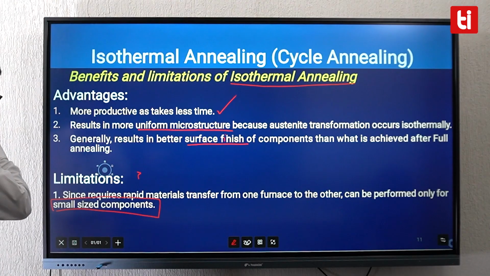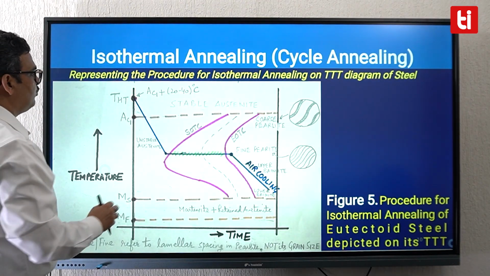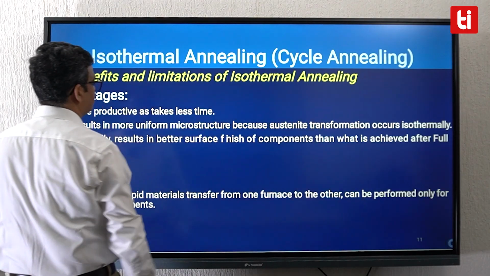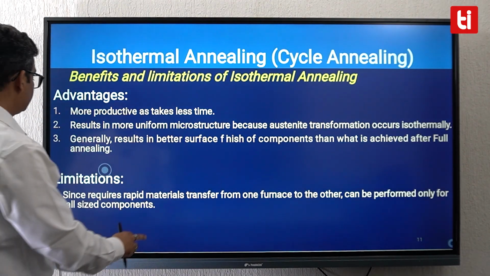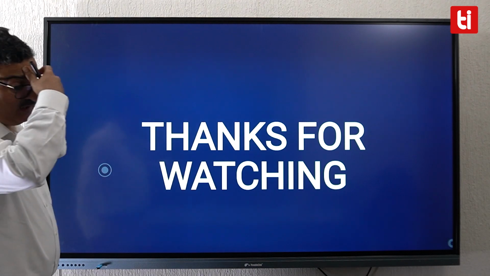So this is all about these two more annealing processes we have discussed. One was spheroidization annealing, and the other was, students, isothermal annealing or cycle annealing.